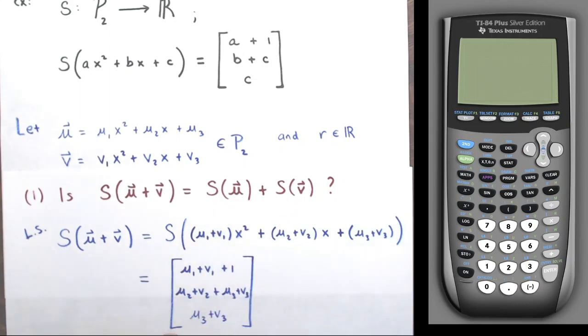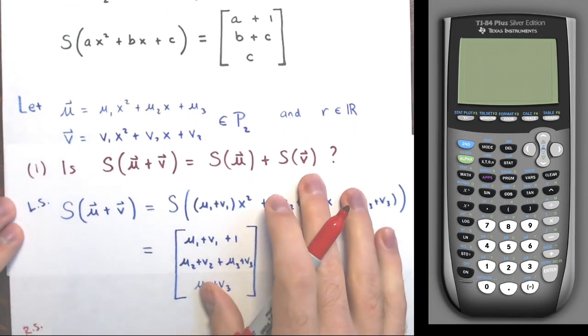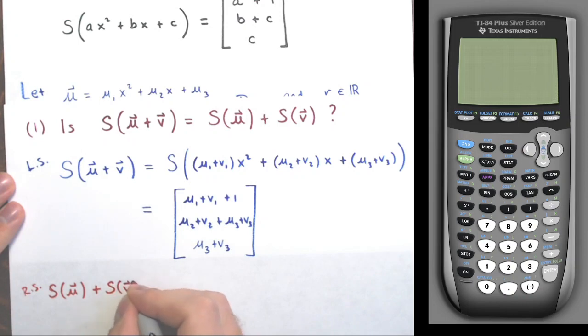Now, let's see what happens when I look at the expression on the right. So the right side. So what is S of u plus S at v, and hopefully I get the same thing back. If not, if they're not exactly the same looking output, then I should be able to find a counterexample to this, a specific pair of vectors where this isn't true. And I'll show you after this is done.